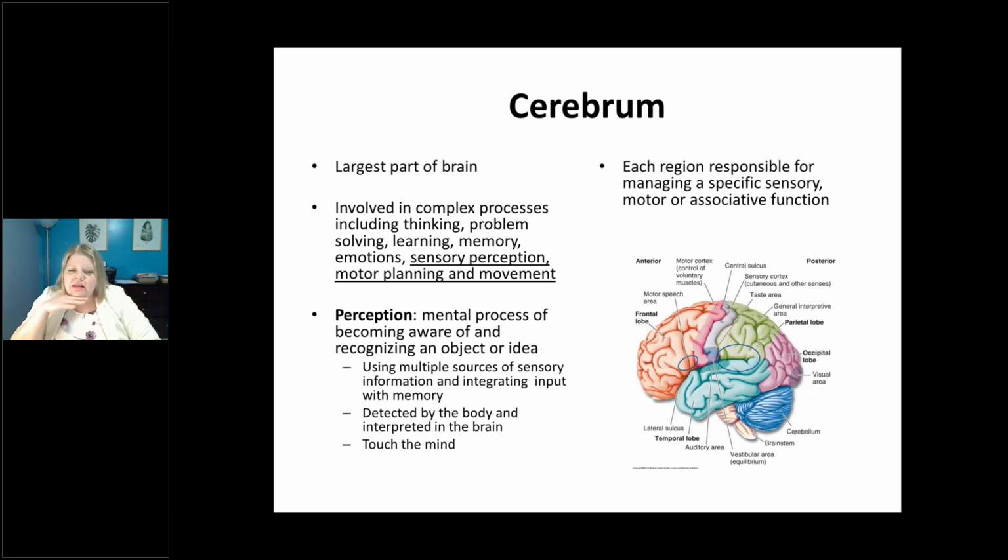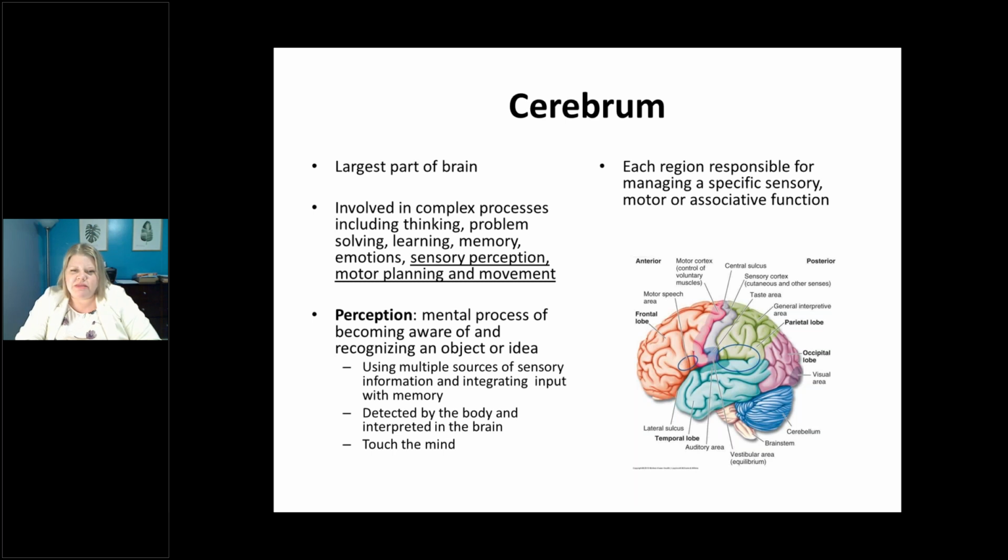And then finally the cerebrum, which is the largest part of the brain. It involves all the complex processes, including thinking, problem solving, learning, memory, emotions, but most importantly, for our purposes, sensory perception and motor planning with movement.